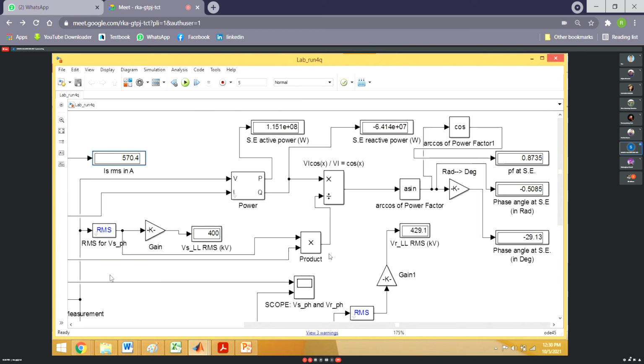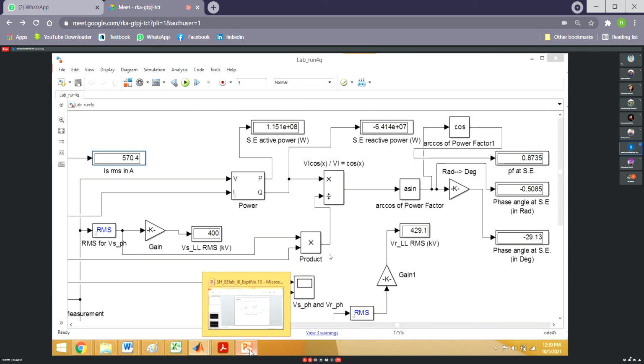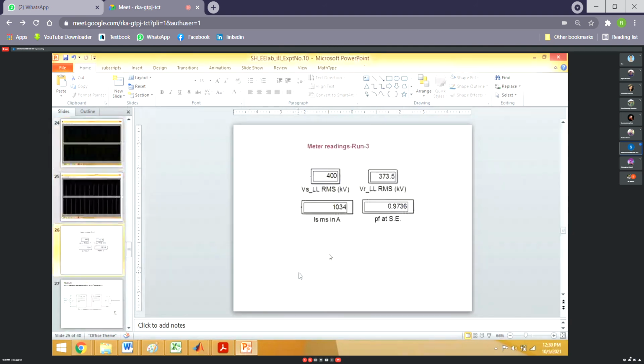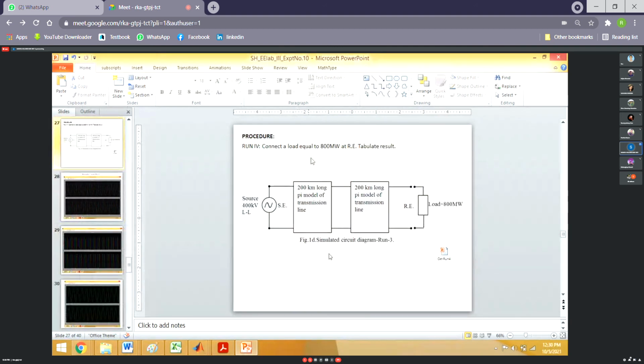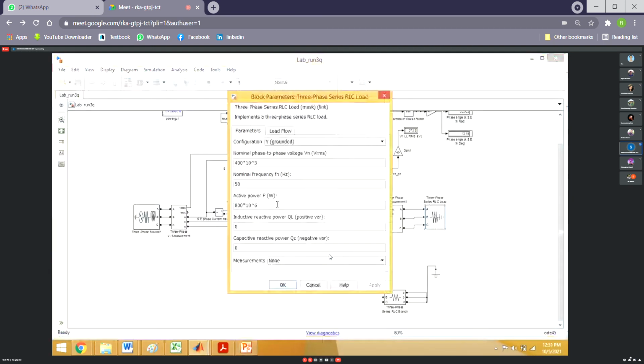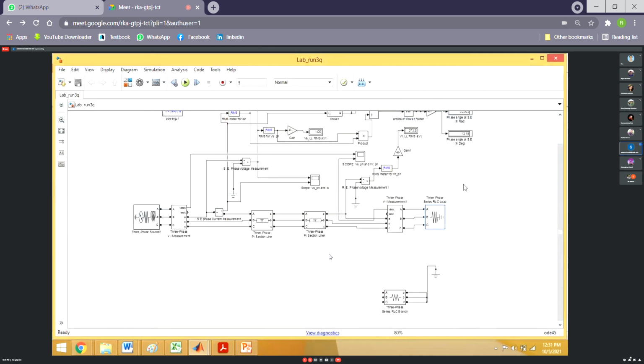So I am going to the next run. In the next run, we shall load the receiving end with a load more than SIL. SIL is 501 megawatt, so let us load it with 800 megawatt, right? The circuit diagram is the same, only the loading will be changed. So loading is 800 megawatt. All other things are the same, right?